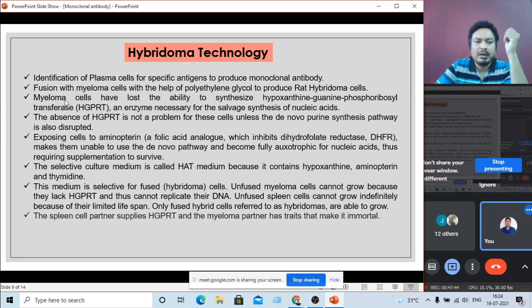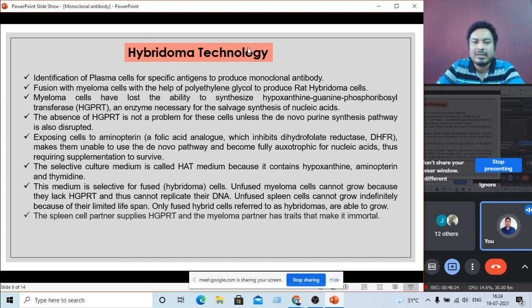Then, the myeloid cells have lost the ability to synthesize hypoxanthine-guanine phosphoribosyl transferase. So there is an enzyme called HGPRT, hypoxanthine-guanine phosphoribosyl transferase. This enzyme is lacking in the myeloid cell. Myeloid cells cannot produce this particular enzyme because the myeloid cell is a cancerous cell.